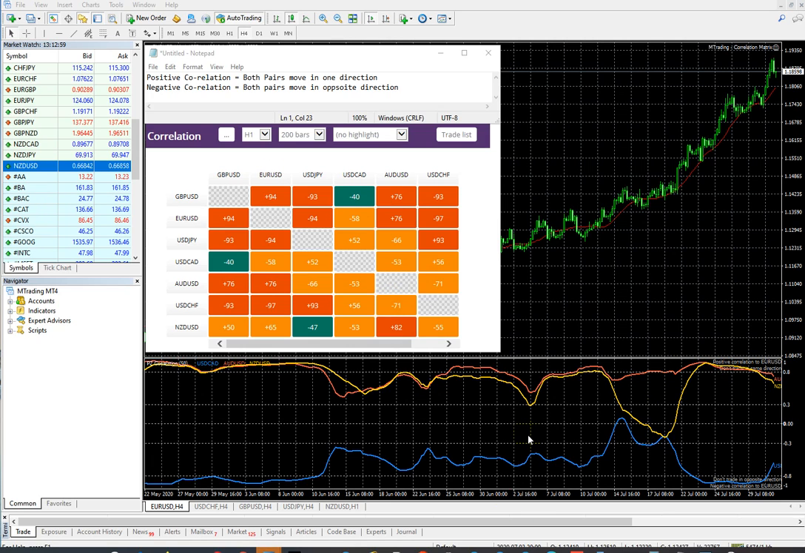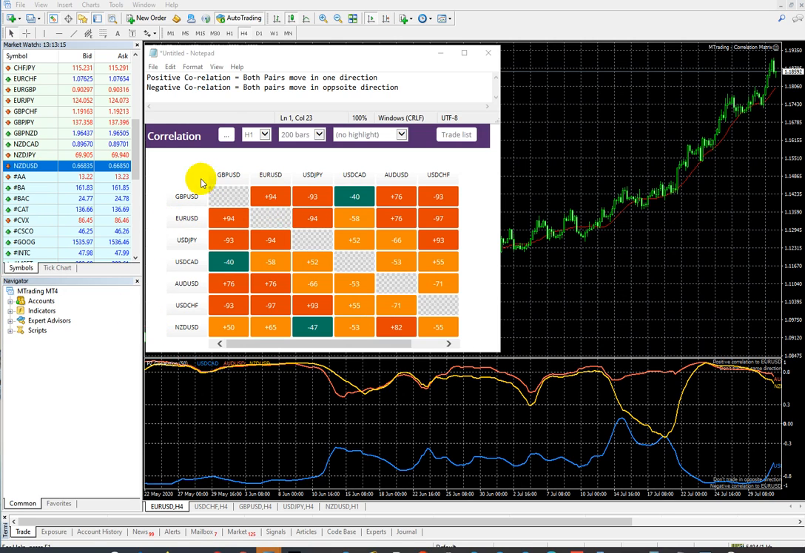So one can understand that when they need to trade, if they are buying USD/CAD, at that time they need to sell AUD/USD, or they need to buy AUD/USD and sell USD/CAD. This is actually how this matrix works.